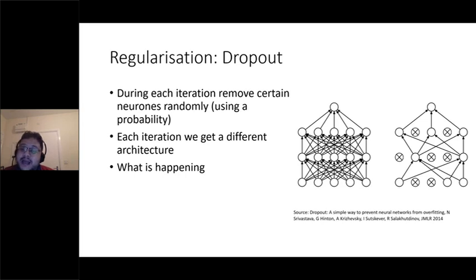It's like we are using different neural architectures, but with the same weights. The weights don't change; we update the same weights. It's almost like making different architectures and averaging them. This is the effect. We just remove things randomly, and at the end of the day, it's like we are combining different neural networks together.